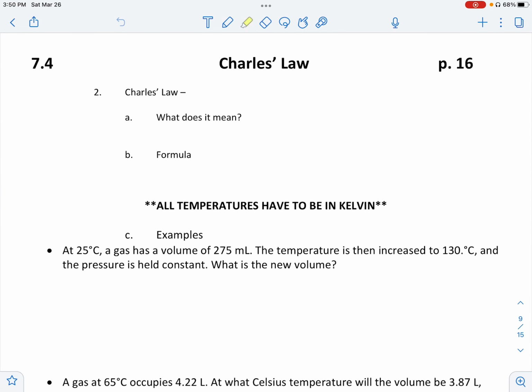Okay, welcome to Charles's Law. This is 7.4, Charles's Law, page 16 or something close to that, right? The previous video was about Boyle's Law, where we talked about the relationship between pressure and volume. Today, Charles's Law talks about the relationship between temperature and volume.